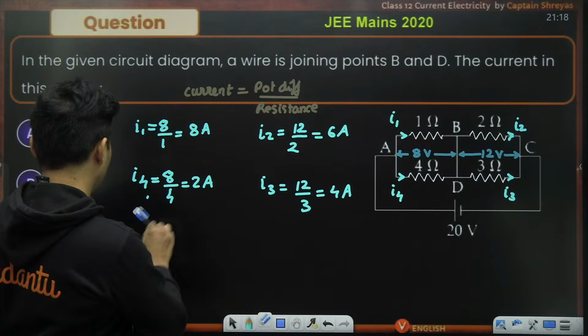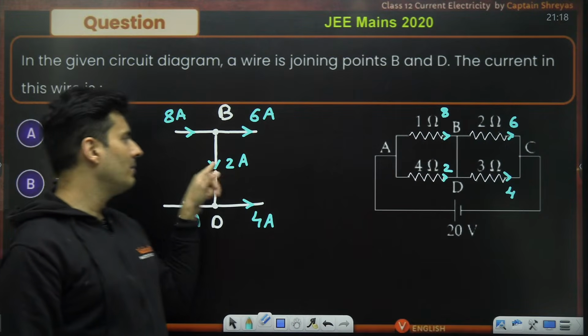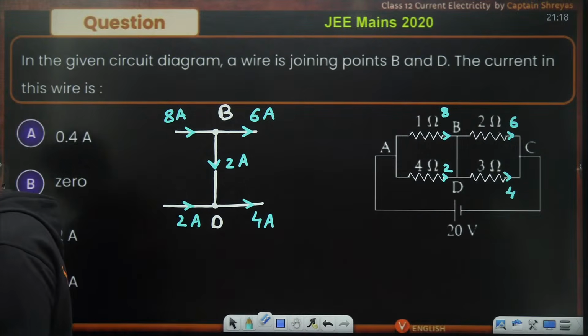I could have just said, okay, 8 amperes is coming in, 6 amperes is going out. So where will the remaining 2 amperes go? It will obviously go between B and D. That's it. Done. Dusted.